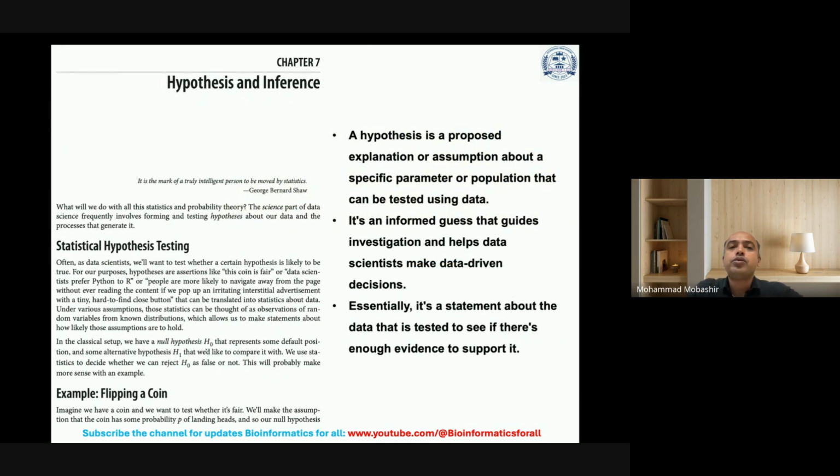Now, it comes to what is hypothesis and inference. A hypothesis is a proposed explanation or assumption about a specific parameter of a population that can be tested using data. It's an informed guess that guides investigation and helps data scientists make data-driven decisions. Essentially, it's a statement about the data that is tested to see if there is enough evidence to support it.